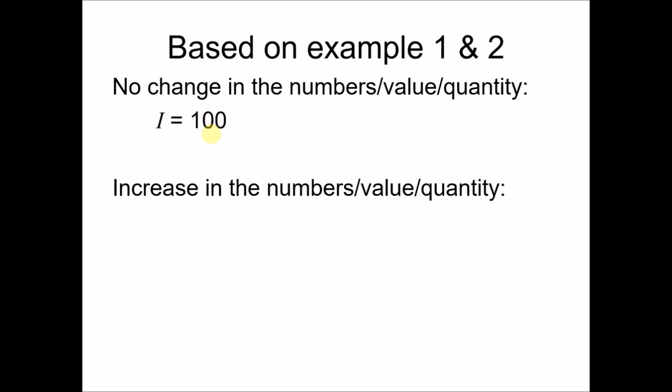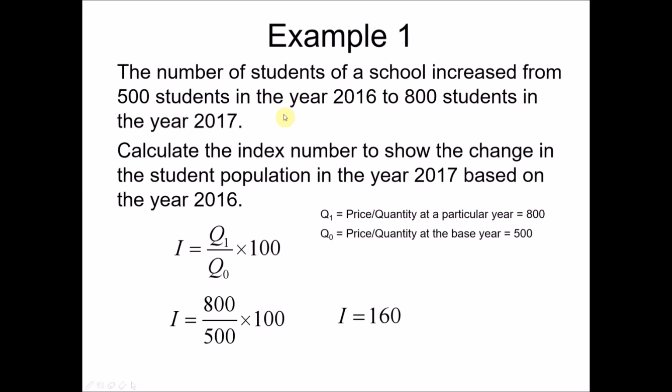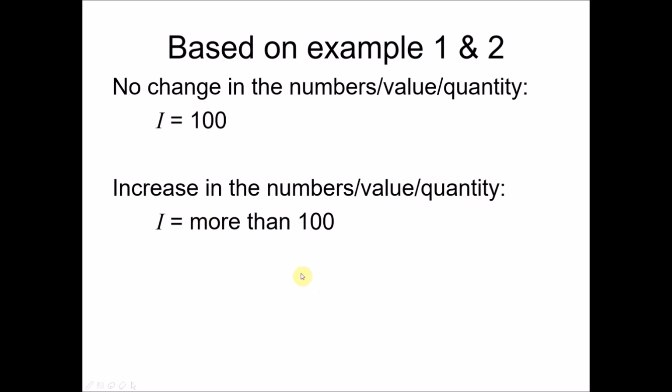And based on example 1, when they are increased, we go back to example 1 here, from 500 increase to 800. So when there is an increase in the number of students, we get these values, right? The I, 160, is more than 100. So when the numbers or the quantities increase, the index number that you calculated will be more than 100. So in this case, in our example 1, the value that we get is 160, right?